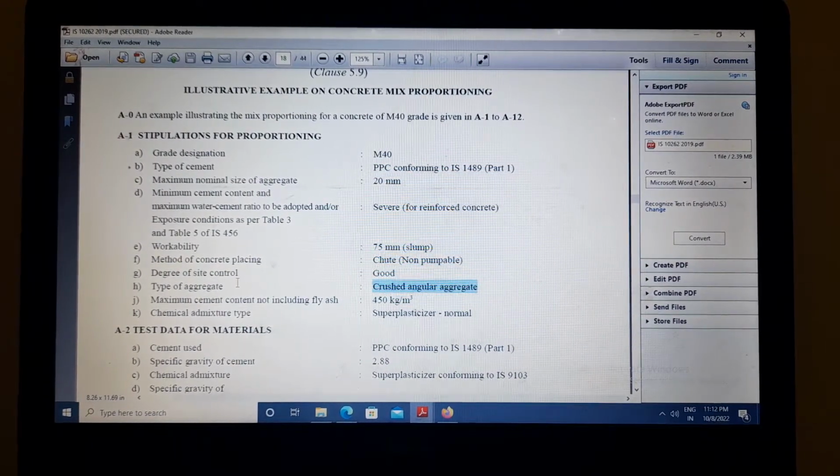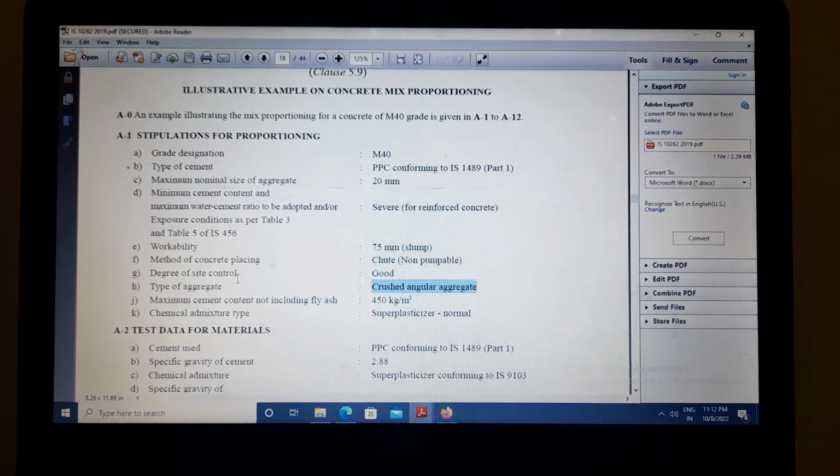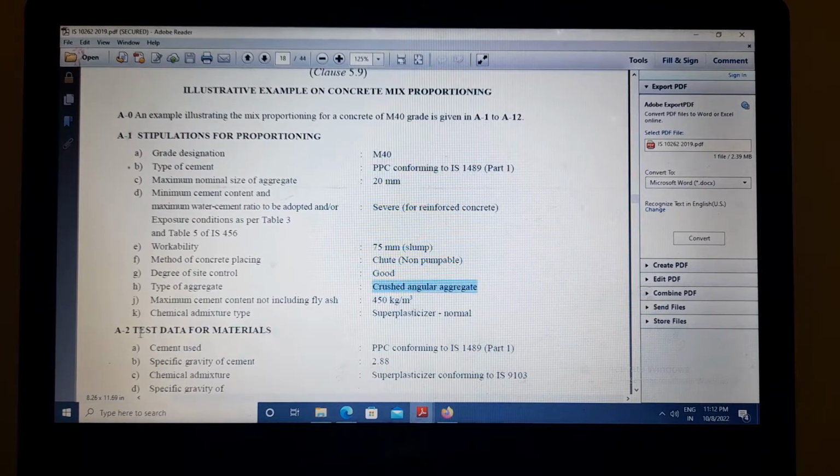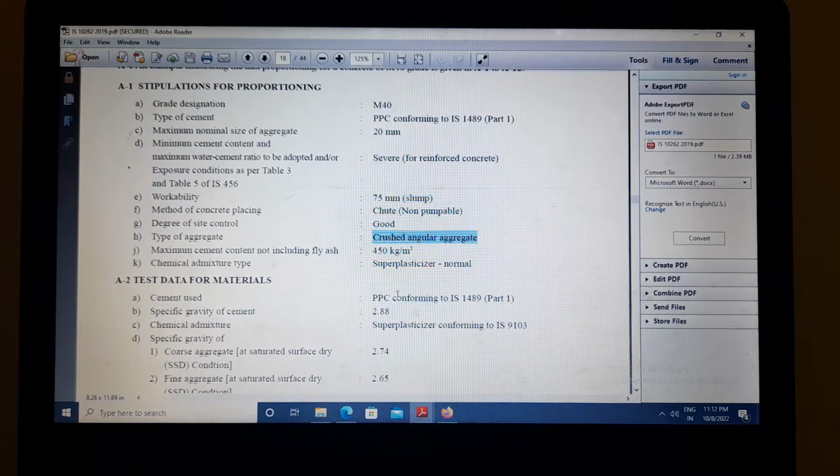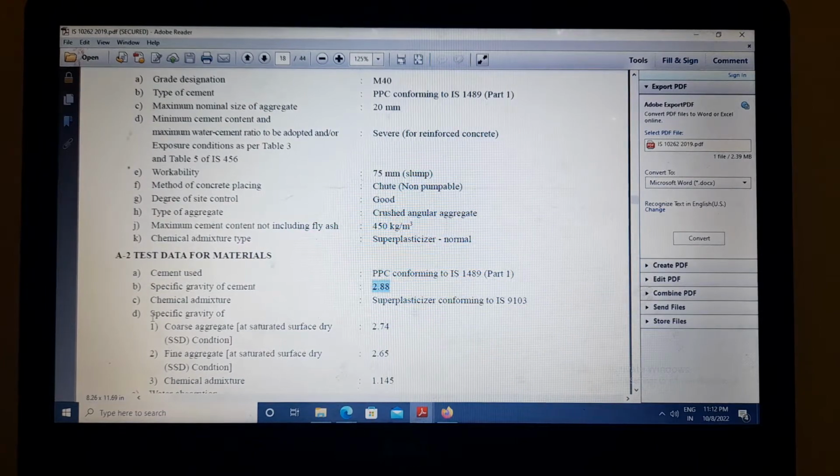After deciding all the basic details of concrete design, we will proceed to testing of raw materials, and finally we got the test data of the raw materials. We can see the cement used is PPC, and the specific gravity of the cement is 2.88. If you are using OPC, the specific gravity will be around 3.14, which you will get after conducting the required tests. And the chemical admixture, I have explained earlier, we are using super plasticizer, and specific gravity.